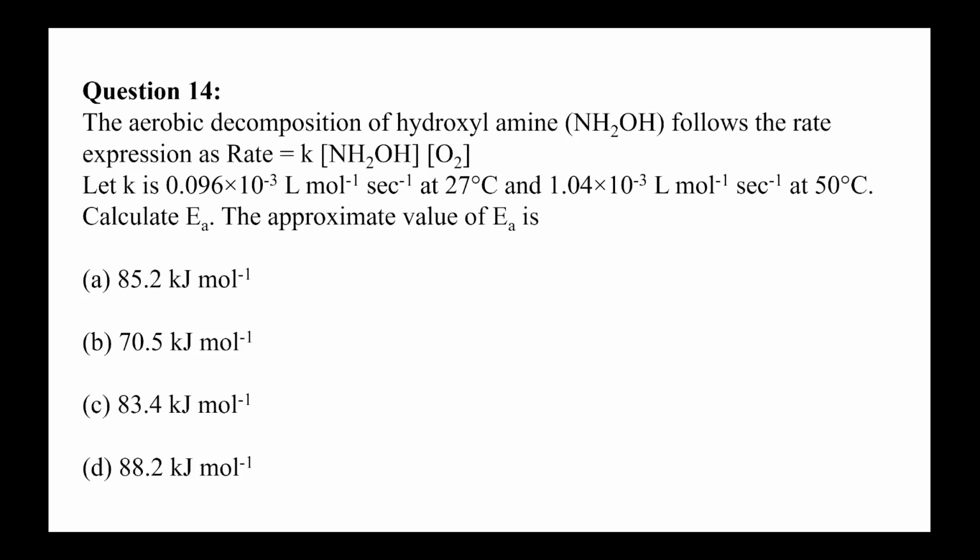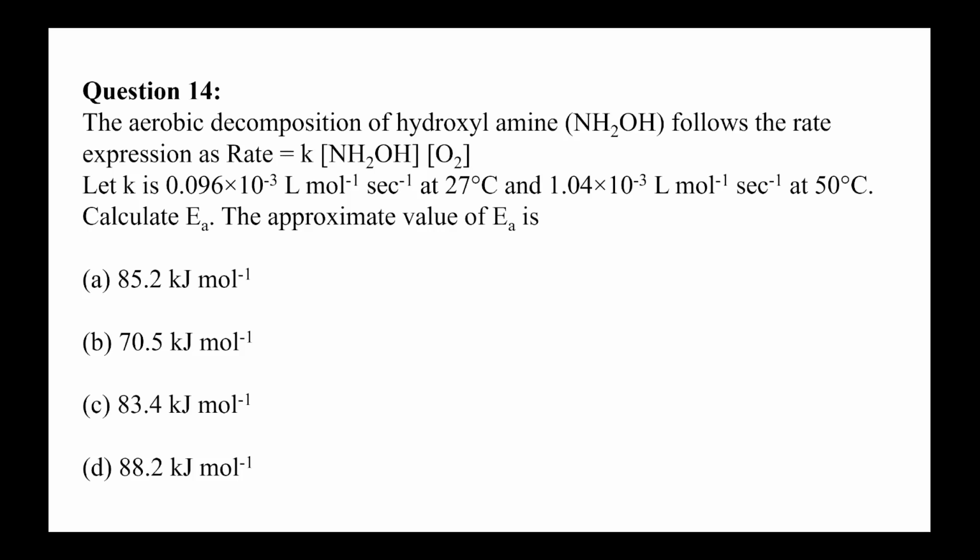Question number 14. The aerobic decomposition of hydroxylamine, that is NH2OH, follows the rate expression: rate is equal to K into the NH2OH concentration multiplied by the O2 concentration. Let K be 0.096 into 10 raised to the power of minus 3 liter per mole per second at 27 degrees Celsius, and 1.04 into 10 raised to the power of minus 3 liter per mole per second at 50 degrees Celsius. Calculate Ea. The approximate value of Ea is.